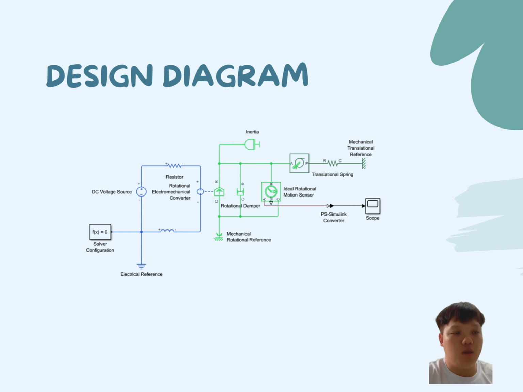For the design diagram, we use several components to build the motor hardware. For the DC voltage source, we use 18 volts as a battery and pass it through the resistor, rotational electromechanical converter, and also the inductor, and to the electrical reference. Then the rotational electromechanical converter connects to the inertia as a magnet and to the rotational damper, mechanical rotation reference, ideal rotational motion sensor, to the PS-Simulink converter and the scope. For the next connection, we connect the translational spring to the mechanical translational reference.